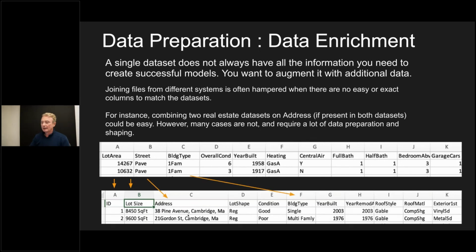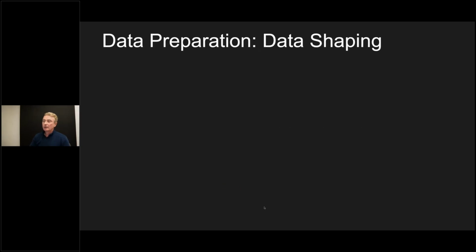Another one could be building type. This one says a unit of 1 fam, 2 fam. This one here says single, so it's a way of differently describing it. Overall condition, one is using the numerical scale, another one's using categorical scale. So you get the idea.